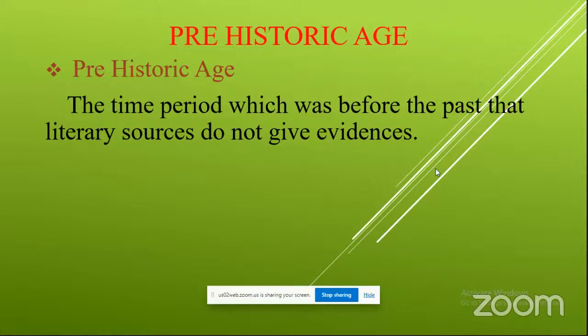So what are the sources that give information about the prehistoric age? Actually they were the archaeological sources. Archaeological sources like implements, and some of the things that we have discovered or uncovered from the ground. So they were the archaeological sources. Books are not giving any information.